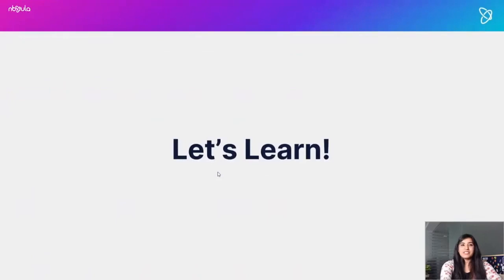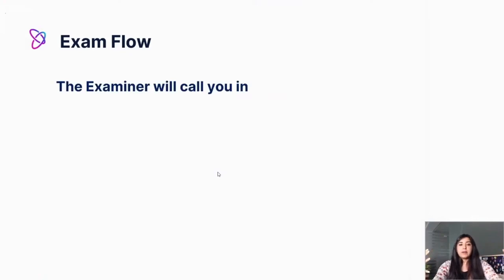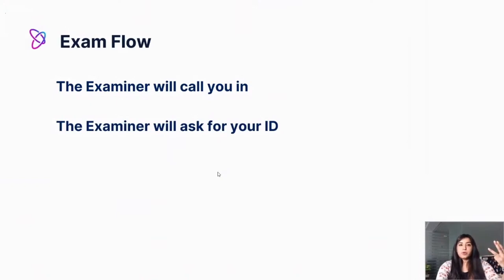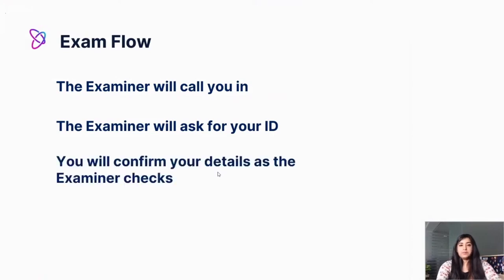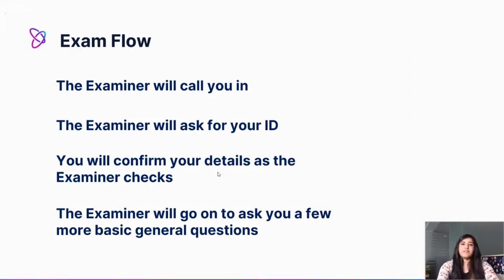Let's learn how to introduce ourselves for the first part of the speaking exam. We just briefly talked about this, and I'll go through it in more detail. The exam flow is as follows. The examiner will call you in, then they will ask you for your ID. Your ID would be a passport, driver's license, or any form of government ID. You will confirm your details as the examiner checks. The examiner will introduce themselves as well, check your details and make notes, and then ask what your name is, and you just tell them. From there, the examiner will go on to ask you more basic general questions. From what you've said, starting with your name, they'll gradually shift into the first part of the exam.